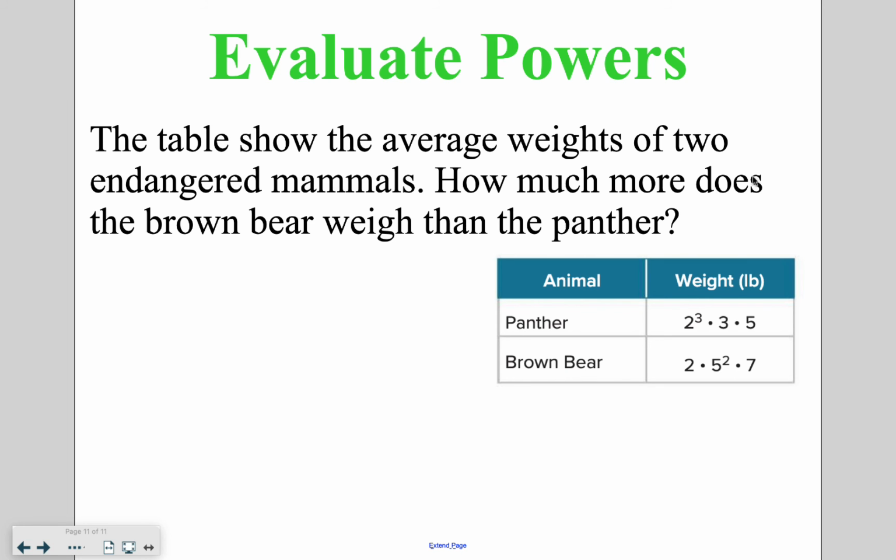The table shows the average weights of 2 endangered species. How much more does the brown bear weigh than the panther? So since we know the brown bear is going to weigh more, we're going to solve that piece first. So for the brown bear, I've got 2, which is just by itself, times 5 to the 2nd power, which is 25, times 7. So I solved my exponent piece because that comes first in PEMDAS.